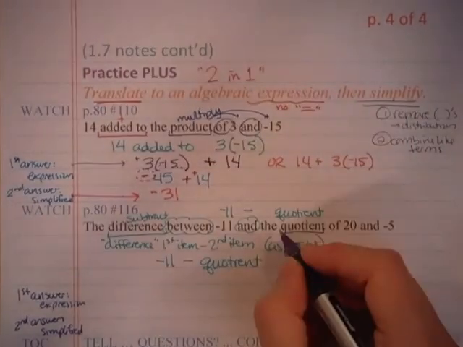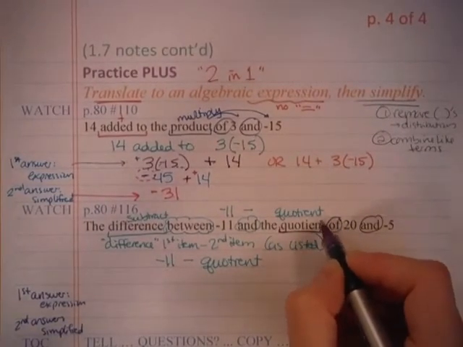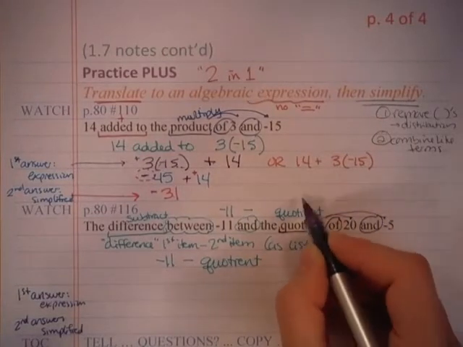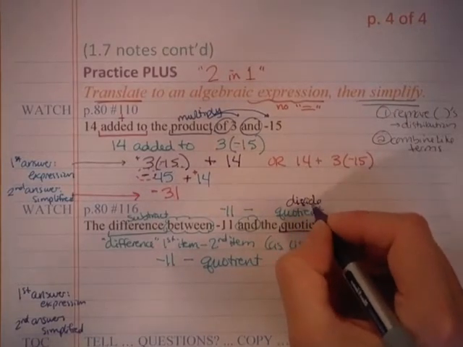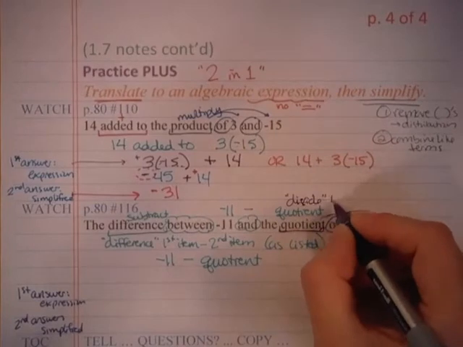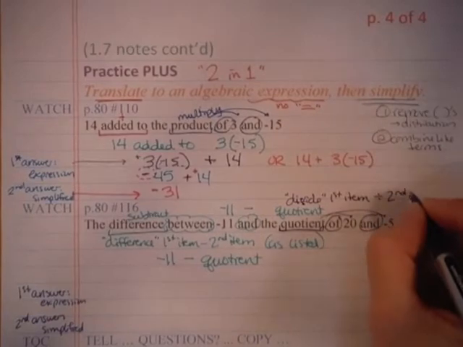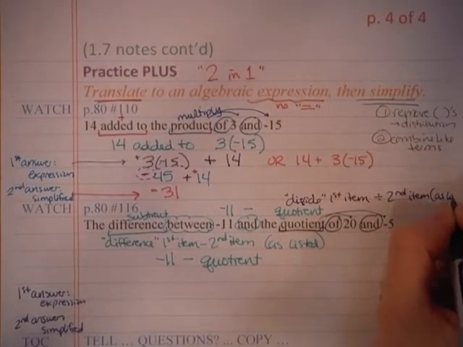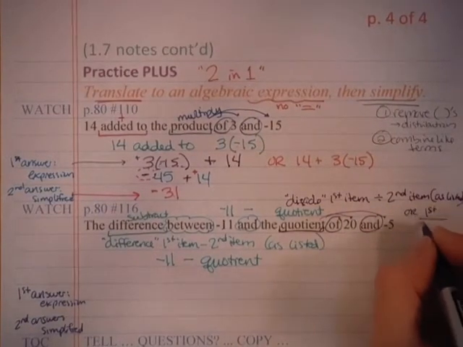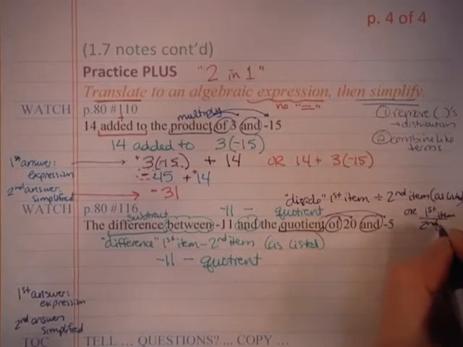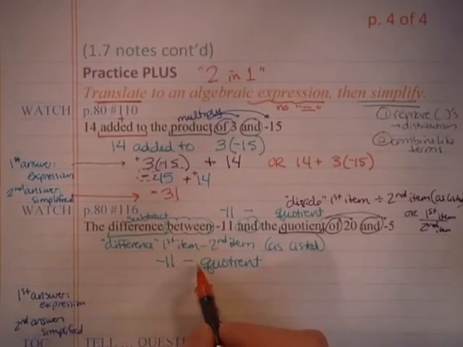But what is the quotient? Well, the quotient of 20 and negative 5. Again, that lovely "of" here is going to highlight the two things that we're dividing. And quotient is another great word because it means to divide the very first item that's listed divided by the second item. So again, it's in order as listed. First item divided by second item, or you could think of it as first item over the second item as they're listed.